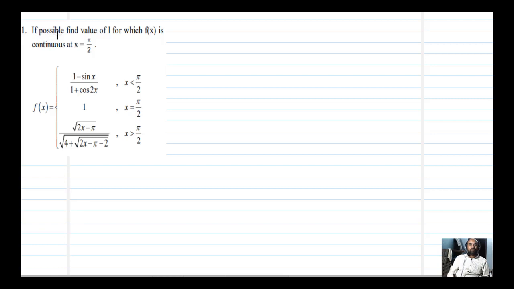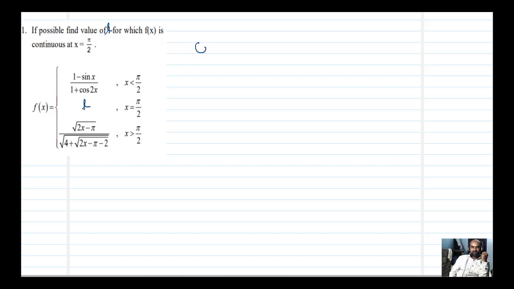Find the value of L for which f of x is continuous at x equal to pi by 2. Here f of x has three rules given. At x equal to pi by 2 the value is L; for x less than pi by 2, it is (1 minus sin x) by (1 plus cos 2x); for x greater than pi by 2, another rule is given. We want to find the value of L so that it is continuous at pi by 2.